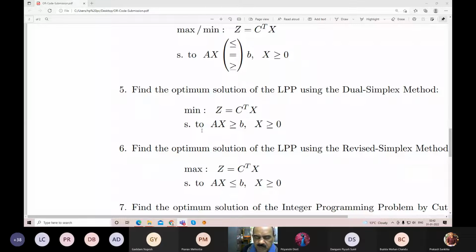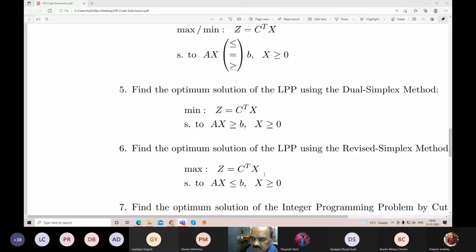Then number 5. Number 5 we have not discussed in the class. We will discuss the duality theory. With respect to the dual problem, we have the dual simplex method. Number 5, we'll start. You can write code up to number 4. Then number 6. Number 6 you have completed. Actually, it should be first 5, then 6.